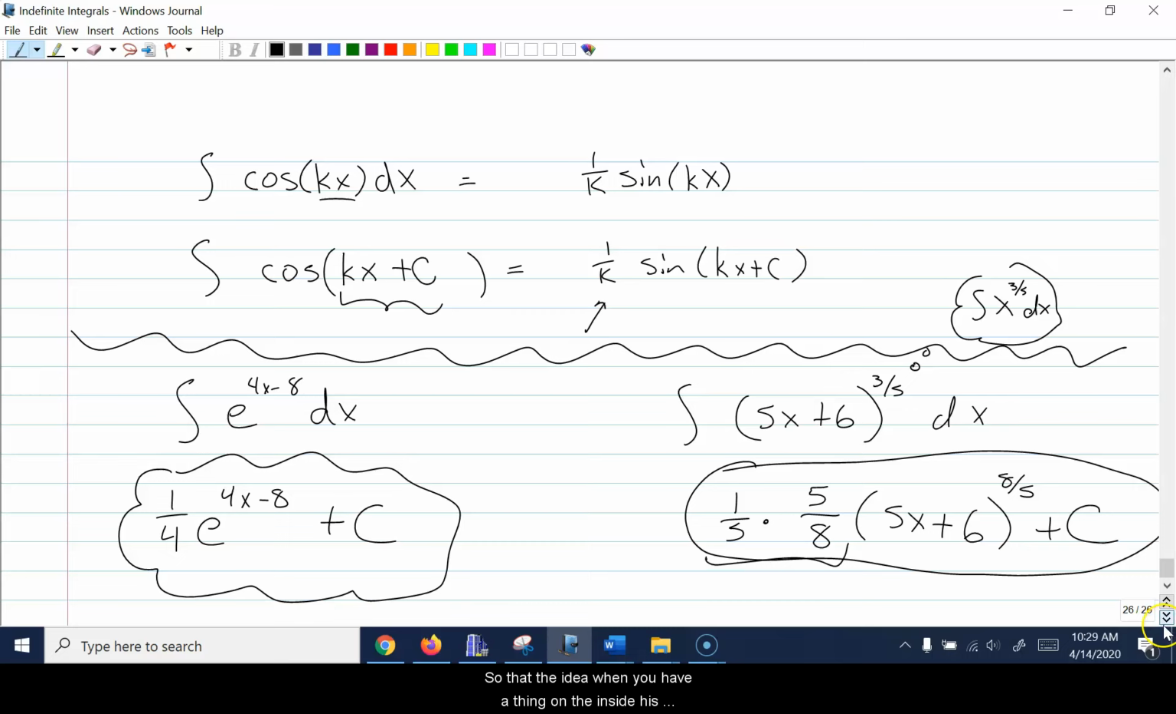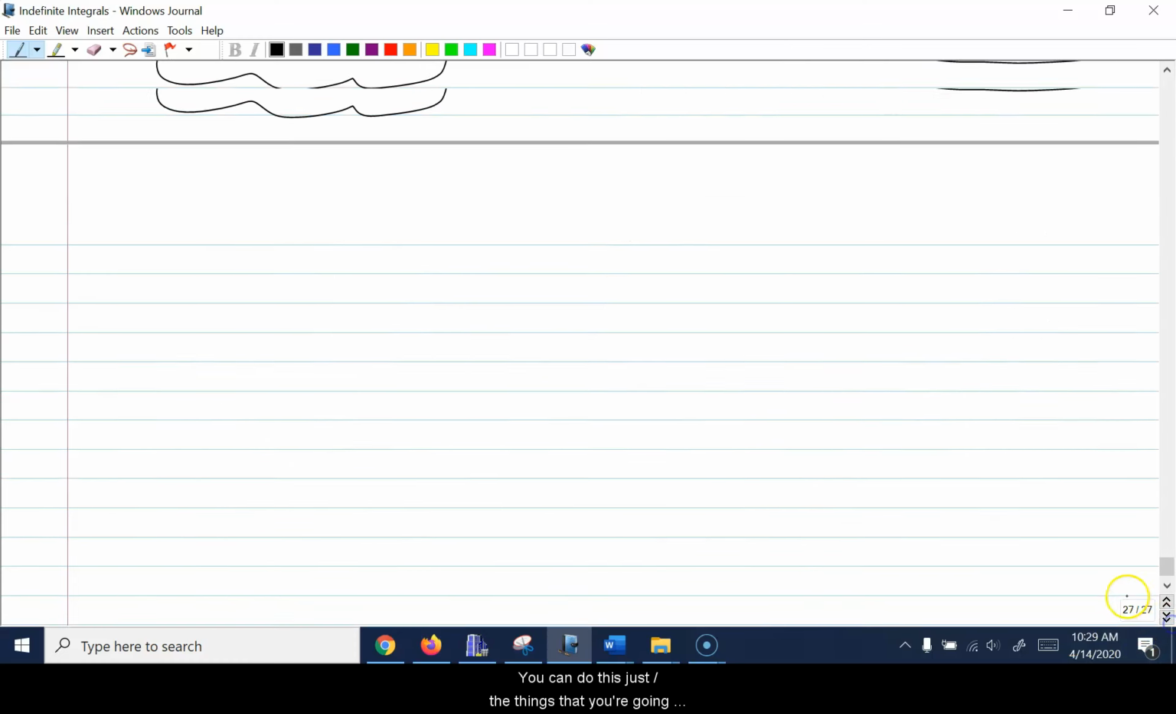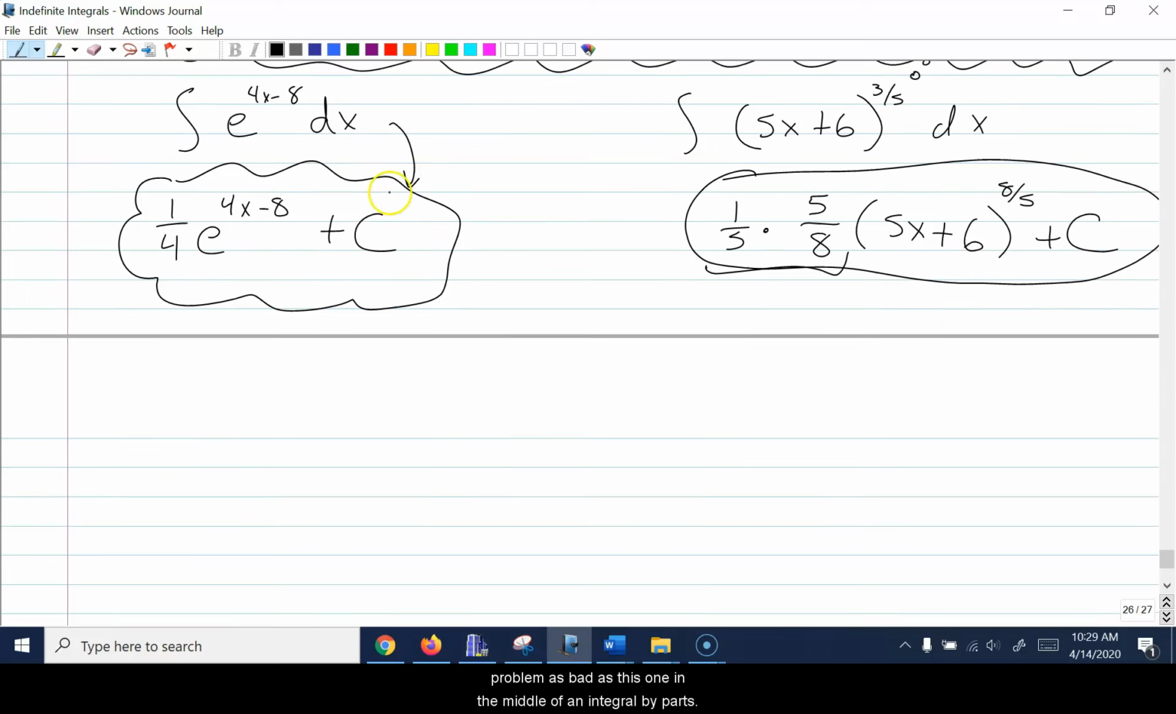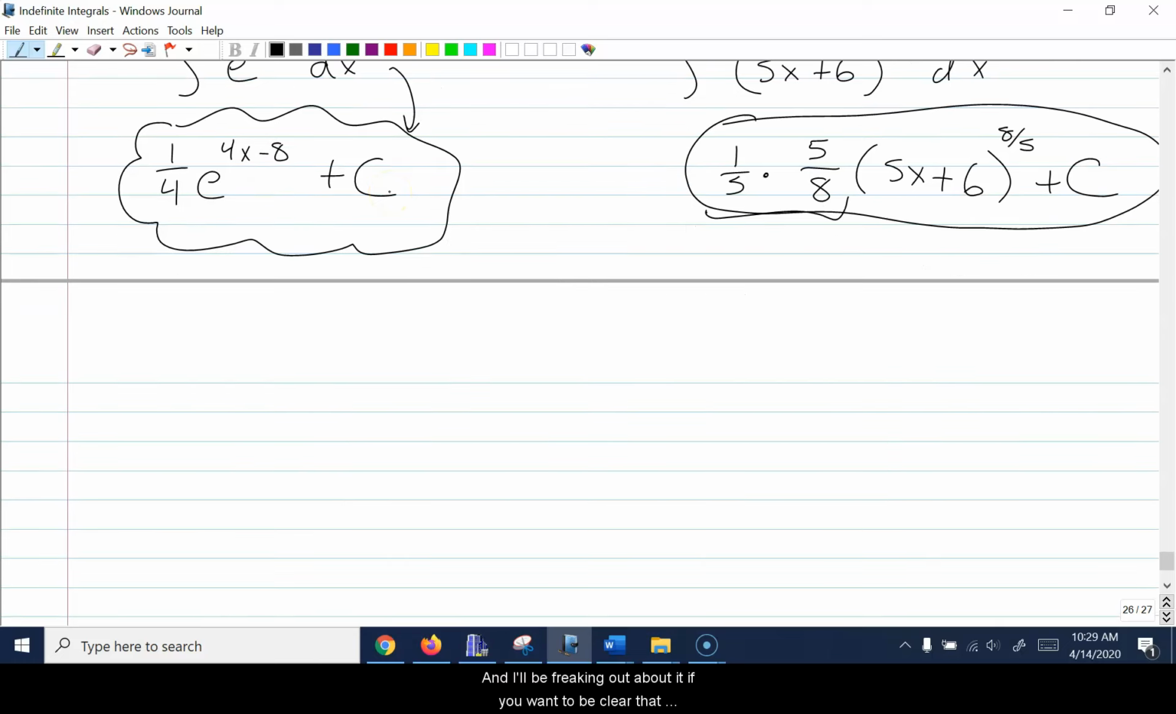So that's the idea. When you have a thing on the inside whose derivative is a number, which basically means a linear function, you can do this, just divide by the thing that you're going to get out, and you don't need to write out the whole substitution. And in particular, you don't want to be writing out the substitution. You want to be good enough at this that we can do a problem as bad as this one in the middle of an integral by parts and not be freaking out about it.